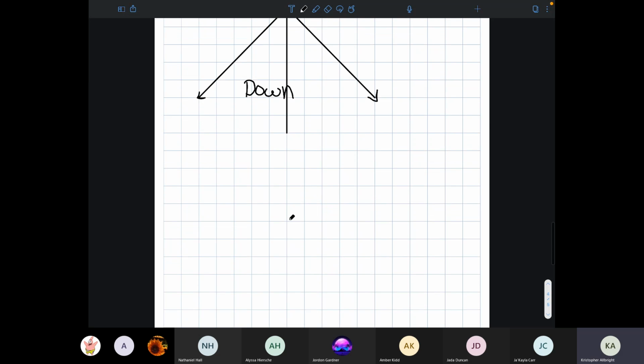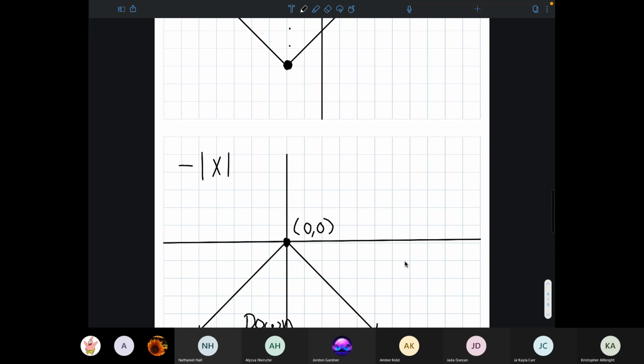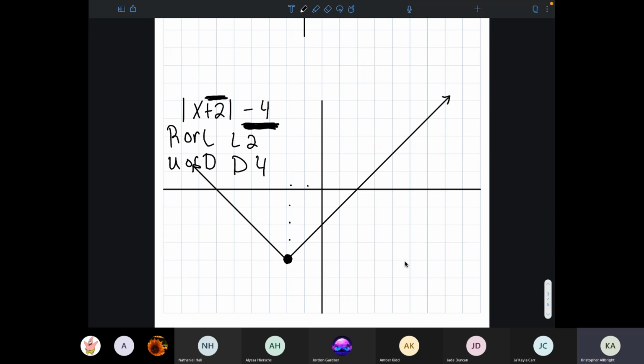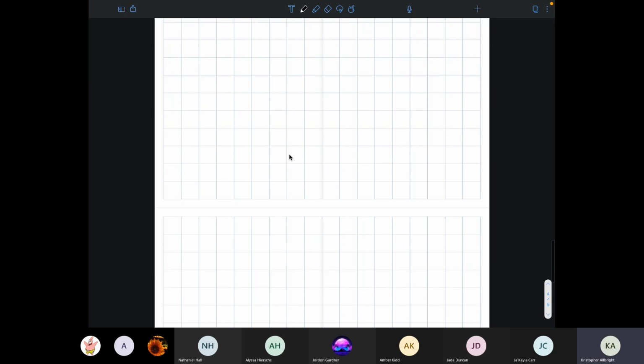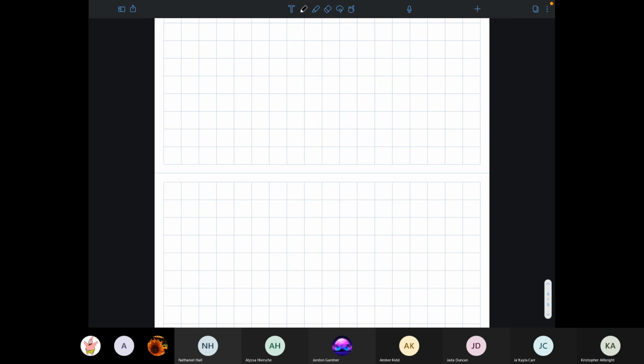If it's on top, maximum. If it's on bottom, minimum. And describe the translation is exactly what I did right here. So left 2, down 4 is exactly the description of the translation. That's another thing that it will ask you. I'm trying to go through the access stuff.